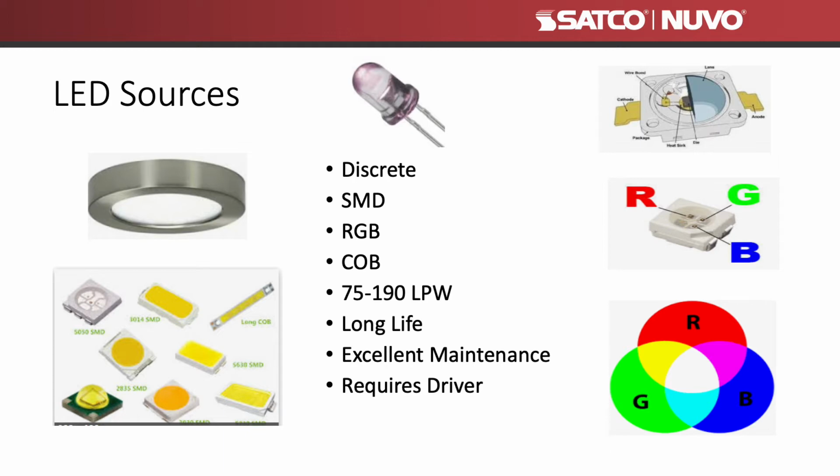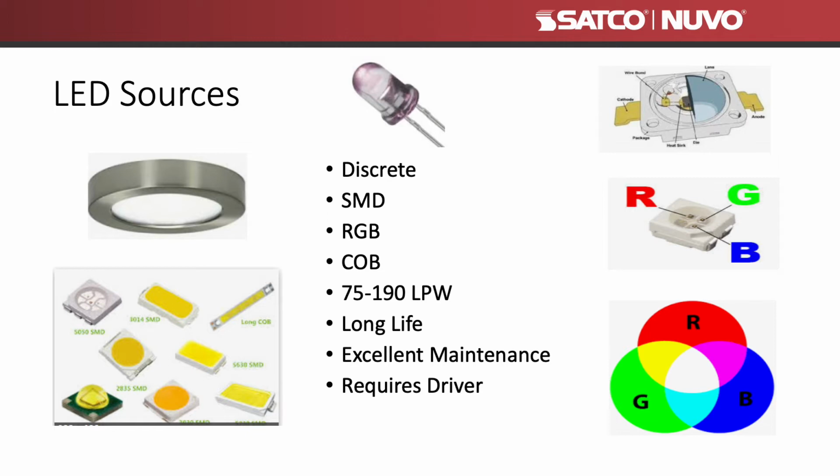Well, we've talked a lot about other light sources, but we really haven't looked at LEDs. This is just a few of the types that you may encounter. Discrete was the original LED, and you saw these as indicator lights. And then we went to surface mounted device. We added 3 chips and called them RGB.